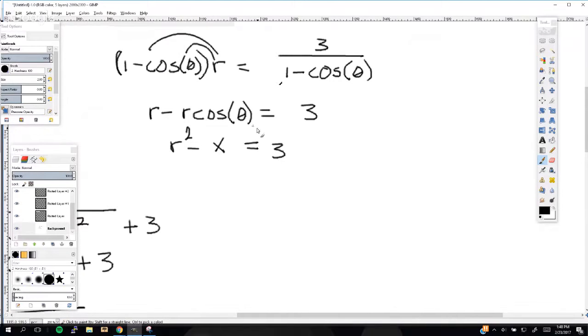I wonder if you squared everything, what would happen? Because that would leave you with, well, first bring r over to the other side.